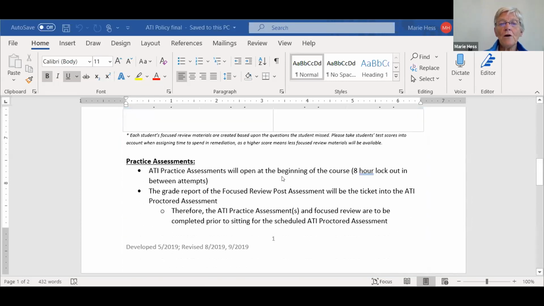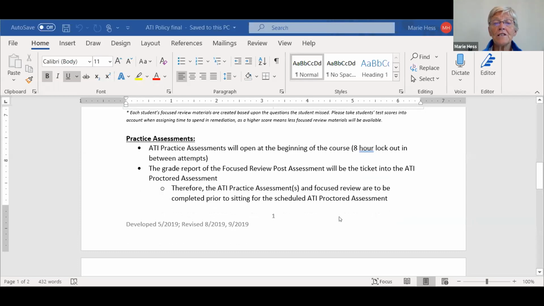Practice assessments will be open at the beginning of the course, and there's an 8-hour lockout between attempts. The grade of the focused review post-assessment will be the ticket into your ATI proctored assessment. So you must have both of these completed, the A and B, before you can take the proctored assessment for ATI. Therefore, the ATI practice assessments and focused review are to be completed prior to sitting for the scheduled ATI proctored assessment.